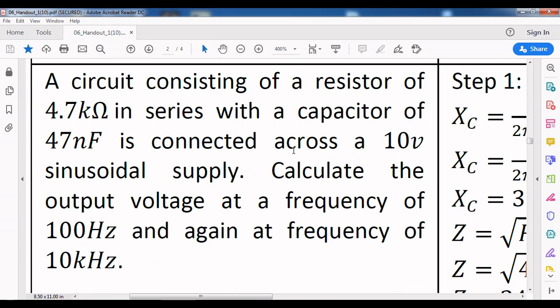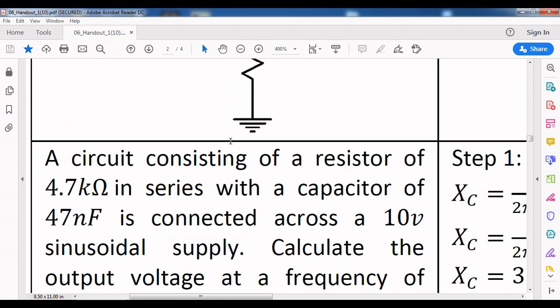Okay. So this time around, after getting the cutoff frequency, we can actually compute or calculate the effect of the frequency on the output power, voltage, or current. So that is what we're going to use in order to answer this question. A circuit consisting of a resistor of 4.7 kilo ohms is in series with a capacitor of 47 nanofarad. Okay? And it is connected across a 10 volt sinusoidal supply. Calculate the output voltage at a frequency of 100 Hz and again at a frequency of 10 kilohertz.